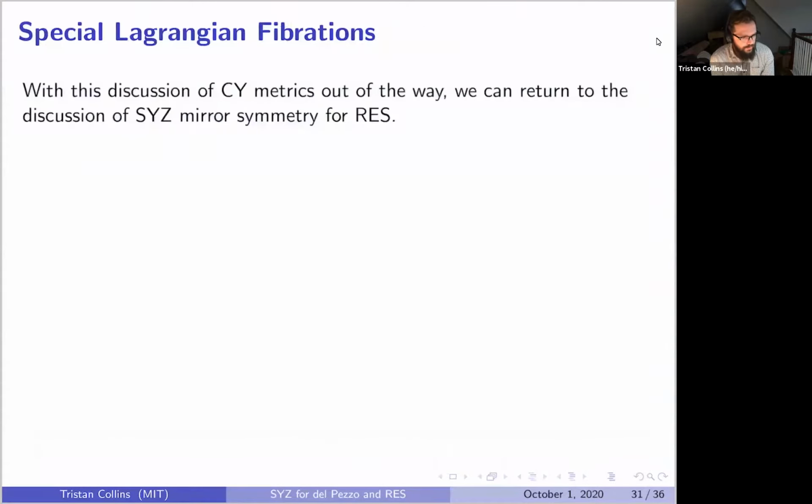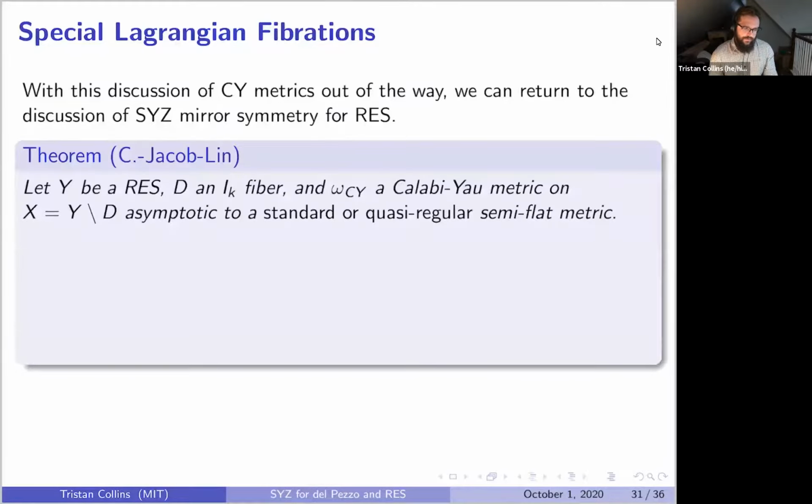Okay, so with this discussion, we now understand what these Calabi-Yau metrics look like on the rational elliptic surface. Now I can discuss special Lagrangian fibrations and SYZ mirror symmetry. The first theorem is that we now have these complete Calabi-Yau metrics with nice geometric properties. In fact, because of this hyperkähler rotation theorem, we know the geometry has to be exactly the same as the Tian-Yau metric, and we have a model special Lagrangian fibration at infinity.